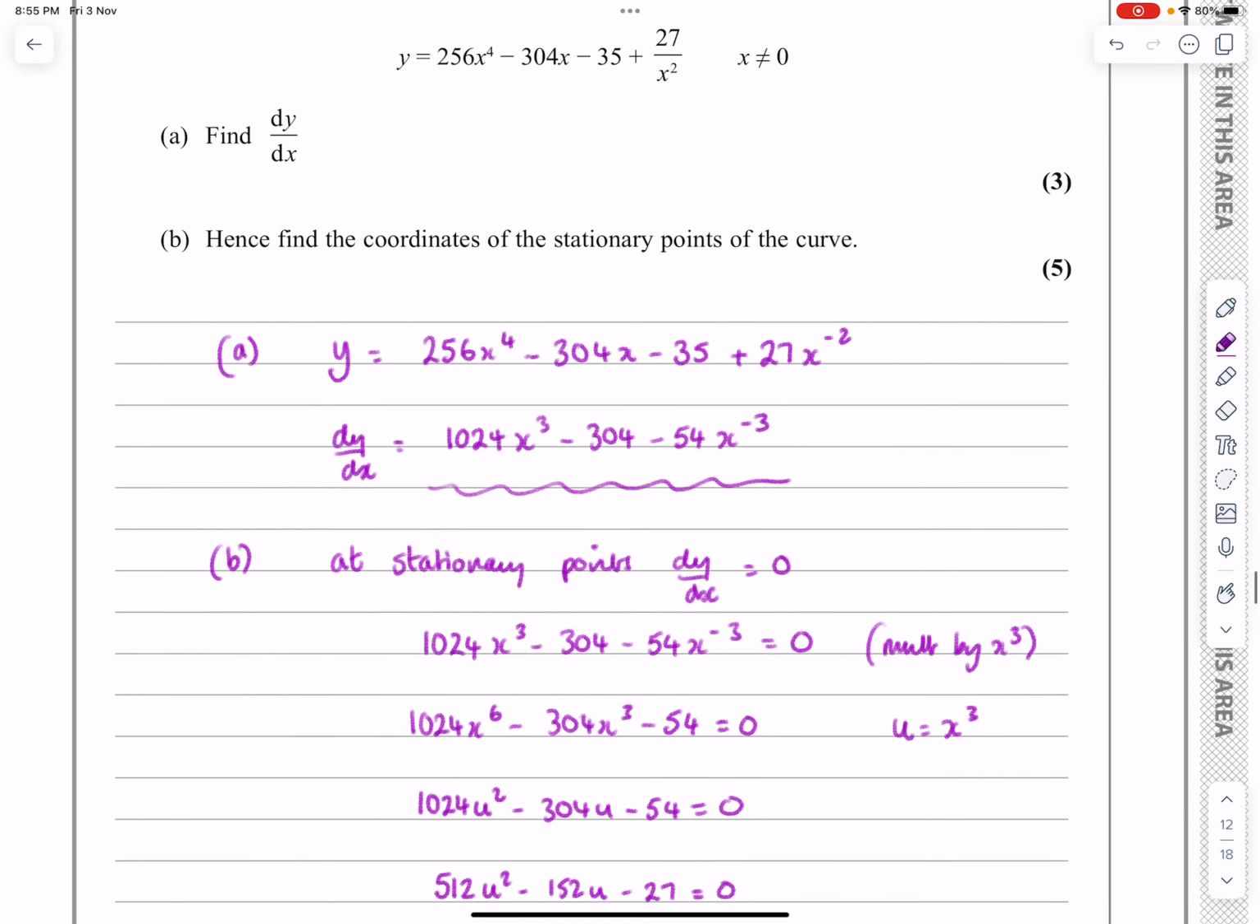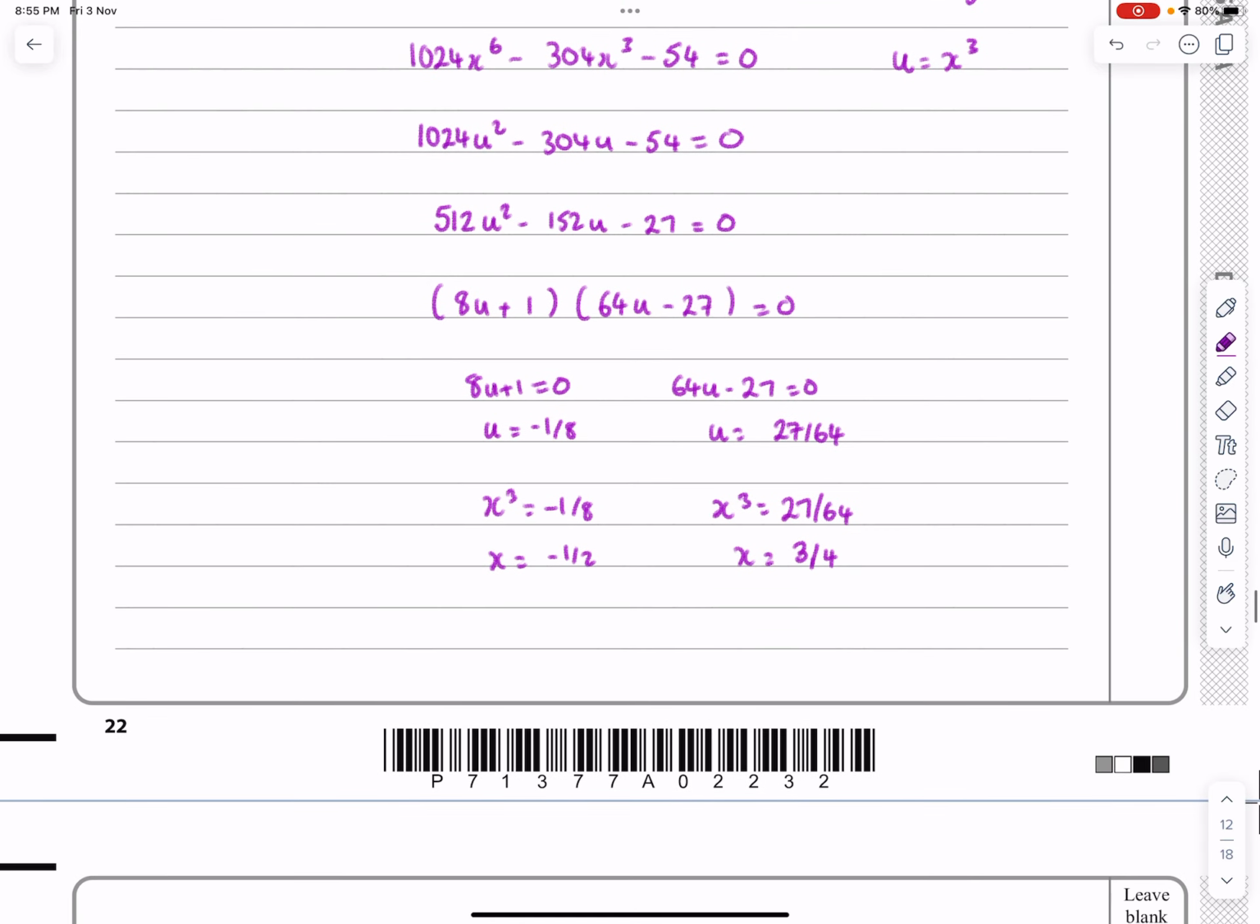We actually wanted the coordinates of the stationary points, so I've got to put those back into the equation to work out what the y values are. So we're going to have y working out to be 256 lots of minus a half to the 4, minus 304 lots of minus a half, minus 35, plus 27 times minus a half to the minus 2. Obviously, you'd have to plug that all into the calculator, but that works out to be equal to 241.